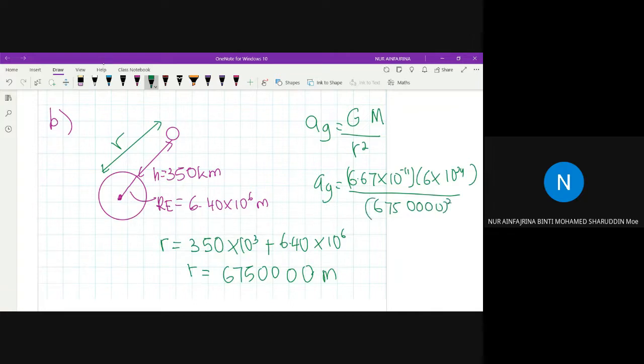So tekan calculator, you will get 8.78 meter per second squared. Okay, boleh? Alright, easy je kan? The question is very direct.